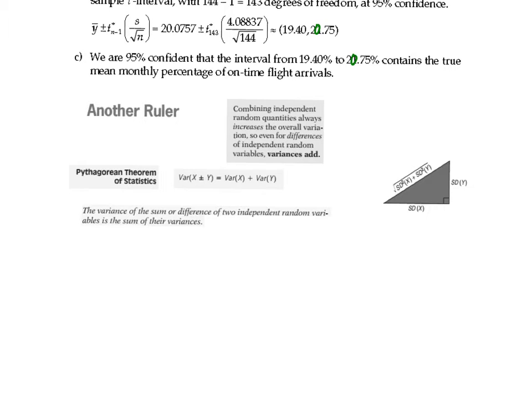The nice thing is the variance of those added together is just the variance of them separate, okay? But when you're talking about standard deviation, because it involves squares, the standard deviation of one plus the other, you have to use the square root of them squared. So it's a slightly different formula for your standard deviation.